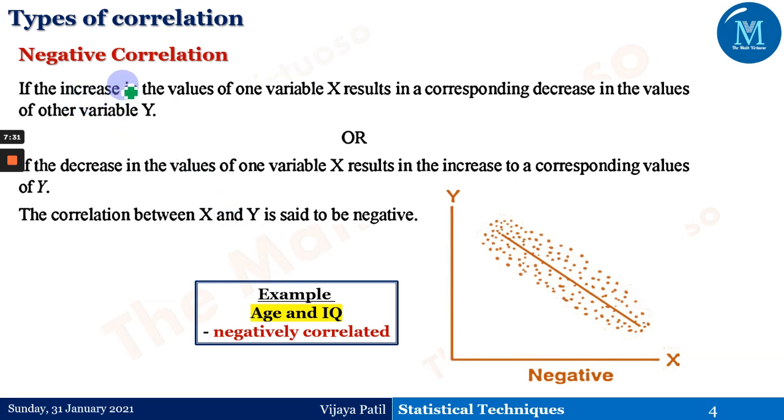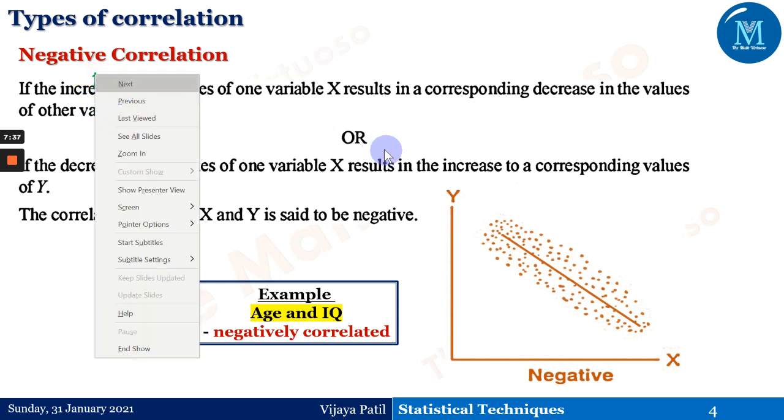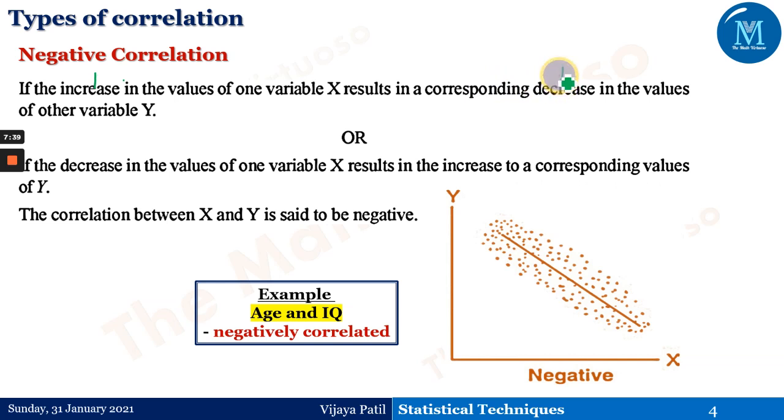If you observe here, if x is going to increase, then y is going to decrease, because it is going in the opposite direction. Similarly, if there is a decrease in x, then there will be an increase in y, and therefore it is known as negative correlation. These are extremely simple to understand. Instead of me just speaking, I have put everything on the slide so that you can form your own notes.